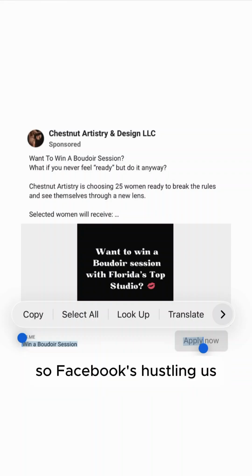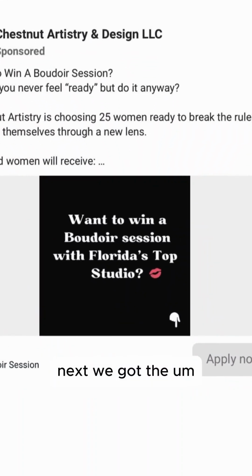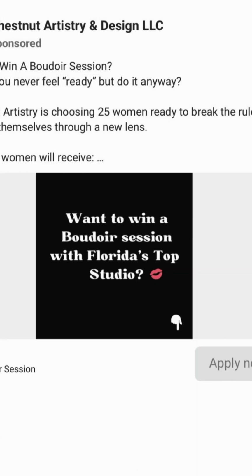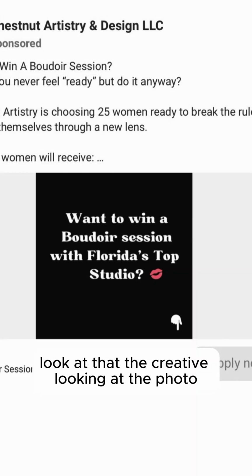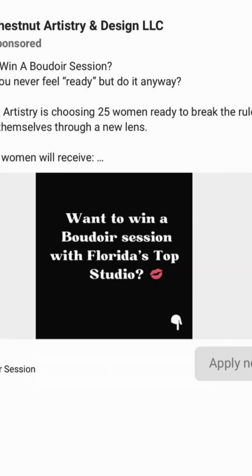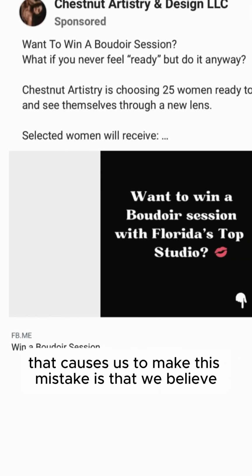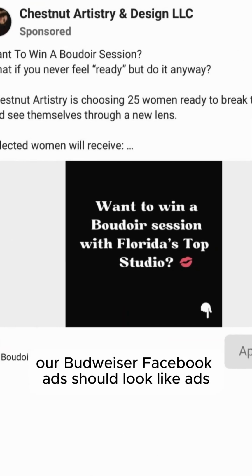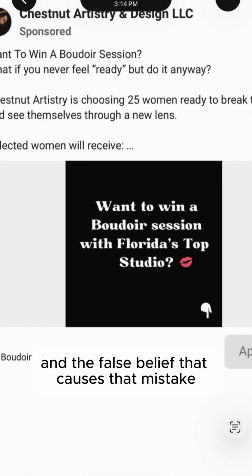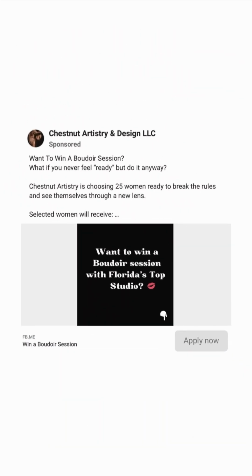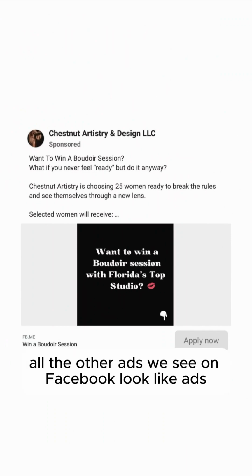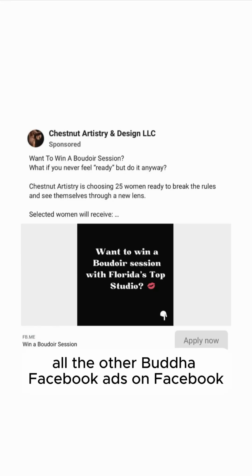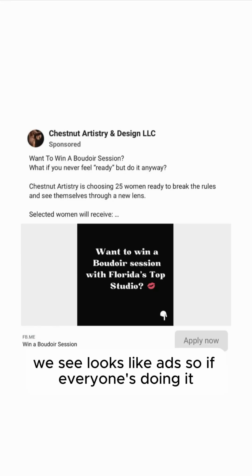So Facebook's hustling us. Next, we got the look at the creative, looking at the photo. We got the looks like an ad mistake. So the false belief that causes us to make this mistake is that we believe our boudoir Facebook ads should look like ads. And the false belief that causes that mistake is because basically all the other ads we see on Facebook look like ads. All the other boudoir Facebook ads we see look like ads.